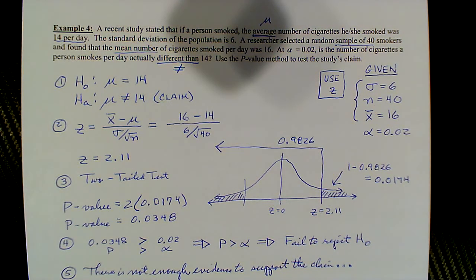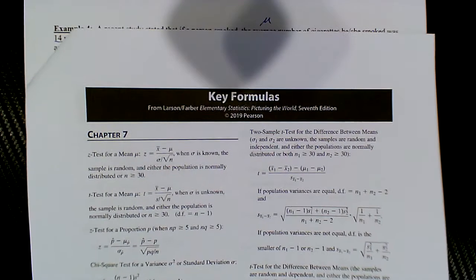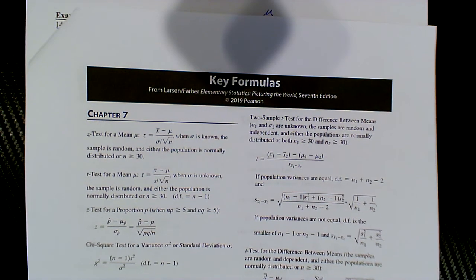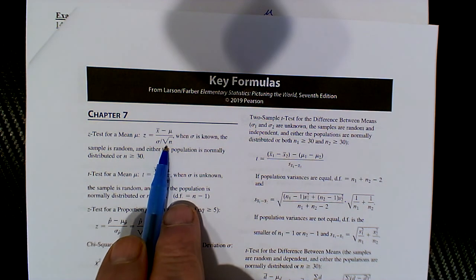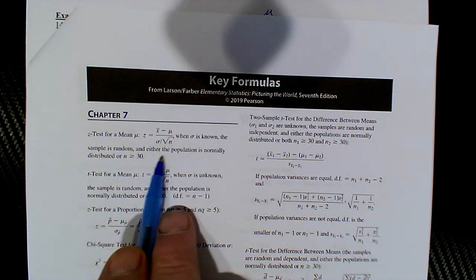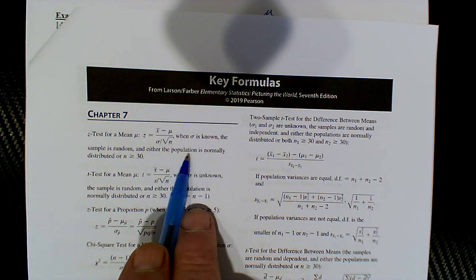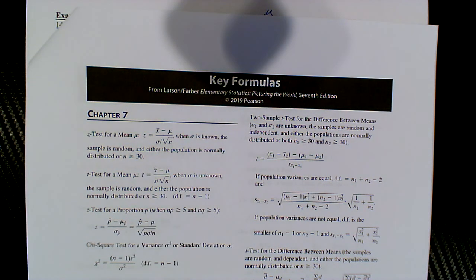Hello everyone. This is part 2 of section 7.1 where we looked at the p-value method for hypothesis testing and we saw the 5-step procedure. Recall there is the formula sheet which gives us our formulas for the test statistic Z and tells us the conditions when we know sigma and the sample is random and either normally distributed or n is greater than or equal to 30.